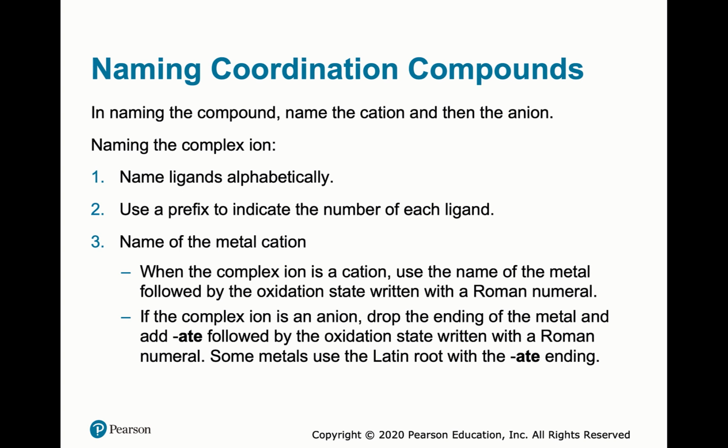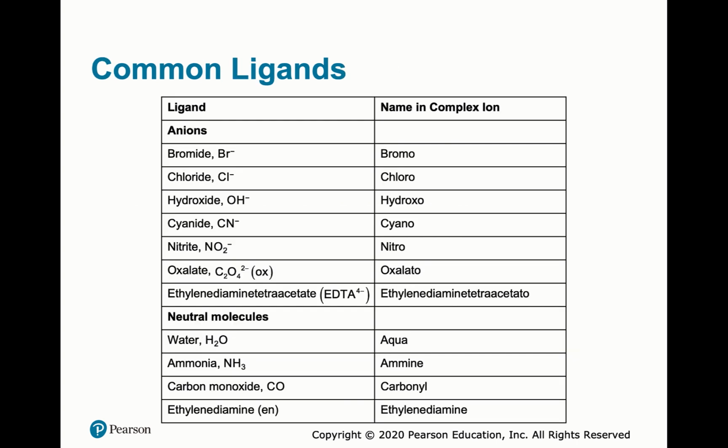So how do we name things? First of all, you name the ligands alphabetically, and the prefixes mono, di, tri tell you the number of each ligand, and then write the name of the metal cation. If it's a charged one, you put the oxidation state, and if it's an anion, drop the ending of the metal and add -ate to the end of it.